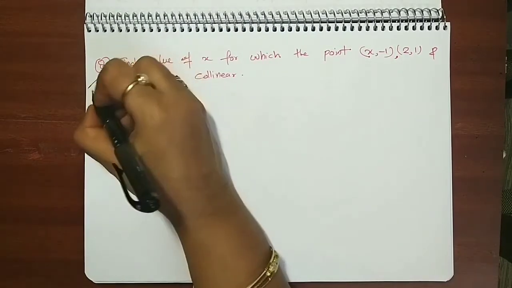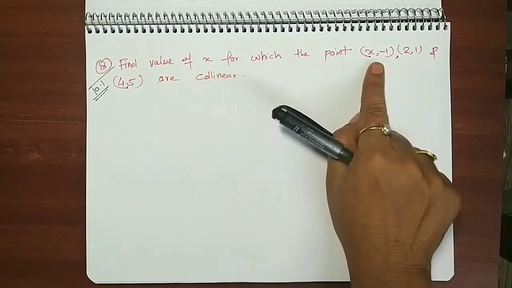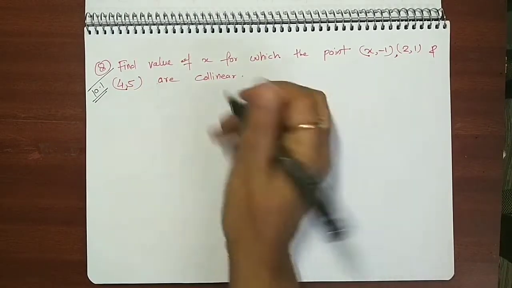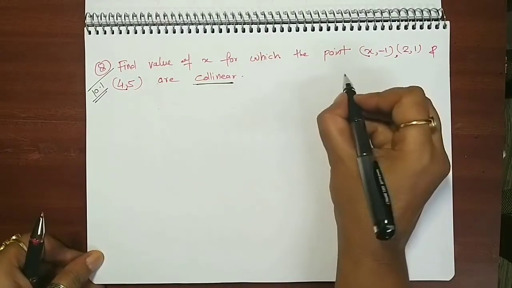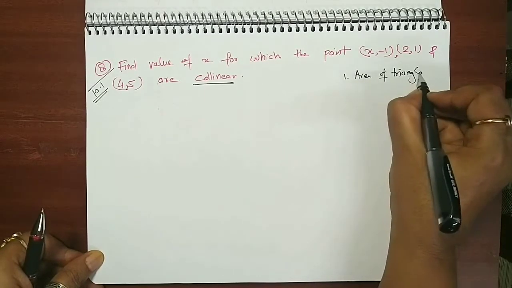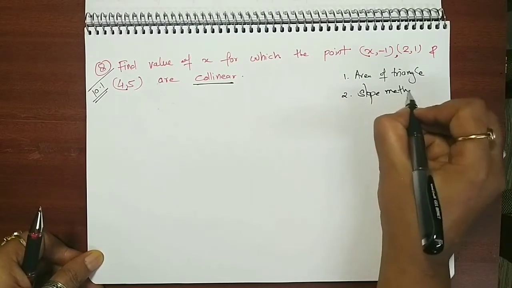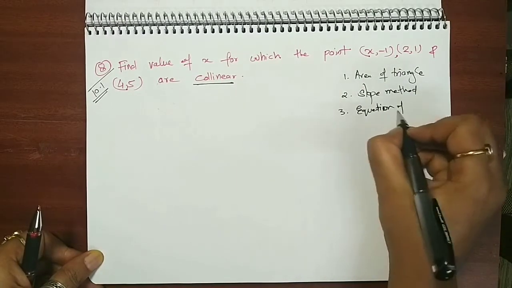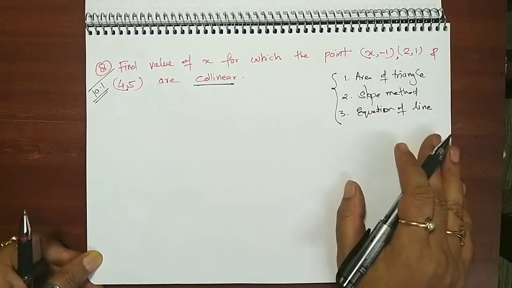Guys, this is your question number 8 from 10.1. Find the value of x for which this point and this point are collinear. Okay, for the condition of collinearity there are 3 methods. One is the area of triangle method. Second method is the slope method, and the third method we use is the equation of line method. Out of these three we decide depending on the condition of what they are asking.